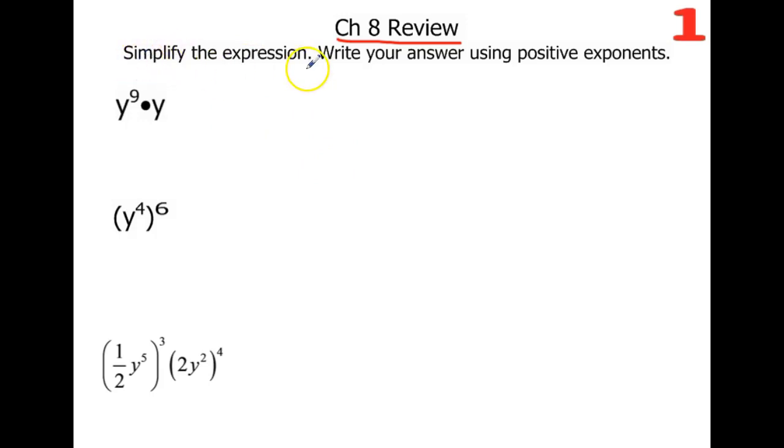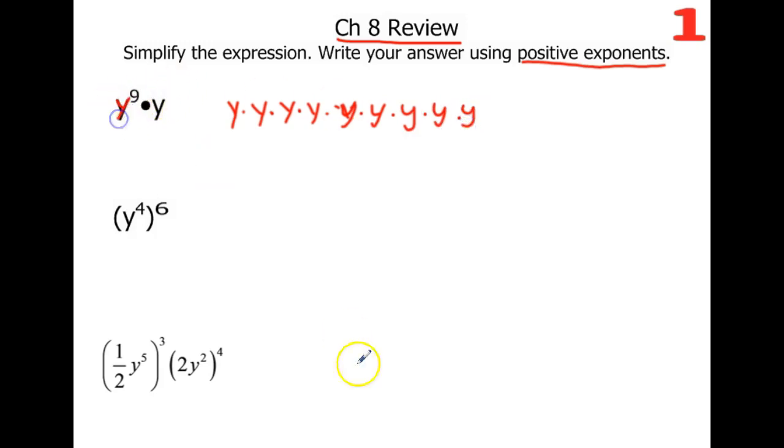So first it says simplify the expression, write your answer using only positive exponents. So this is y to the power of 9, meaning that's 9 y's. If you want, you can write it out: 5, 6, 7, 8, 9, and then over here we also have one more y, it's really y to the power of 1. So for a total we have y to the power of 10. There's 9 and one more. You don't need to show your work to write that out if you don't want to.